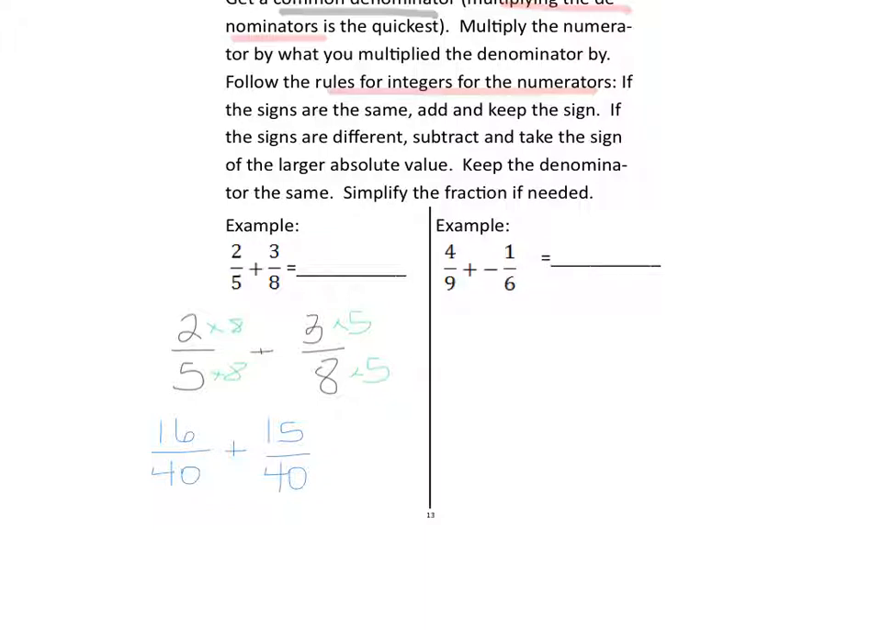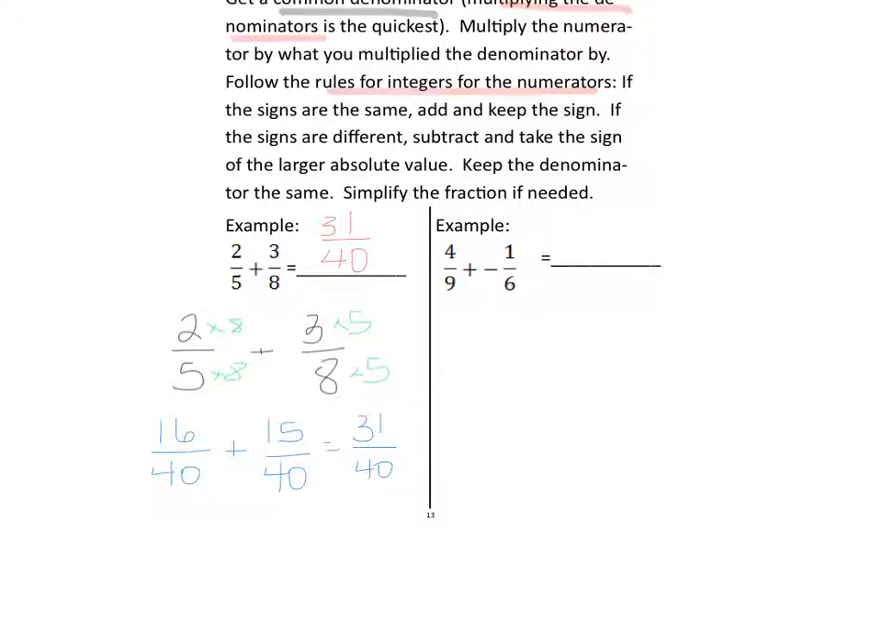16 plus 15, which is going to give us 31. And our denominator stays the same over 40. Now, to determine if it's going to be a positive or a negative, we look and we say the signs are the same, so we add it and we keep the sign. In this case, both fractions were positive, therefore our answer is positive.